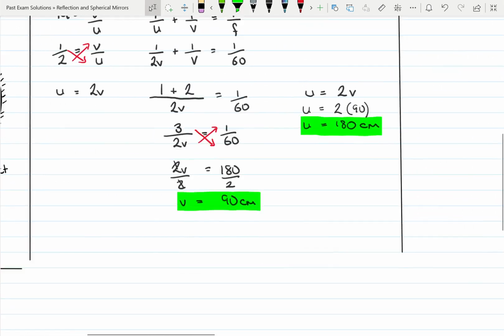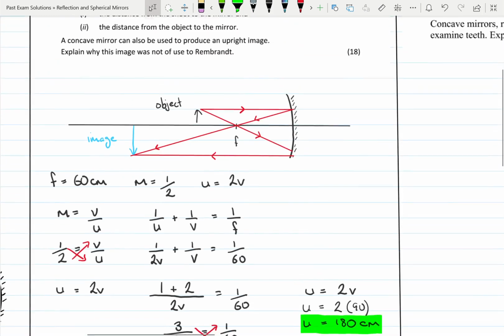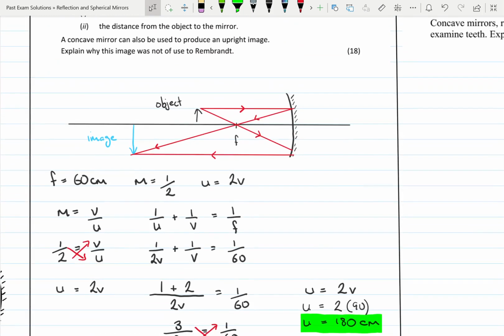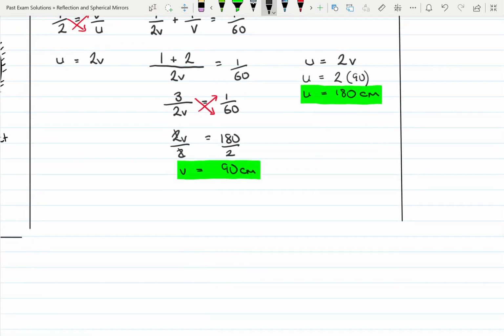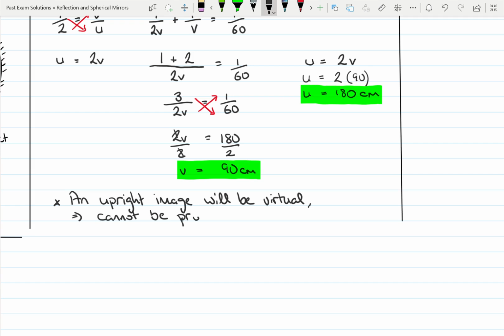The answer to this question is, explain why this image is not of use to Rembrandt. An upright image will be virtual, therefore cannot be projected onto a screen.